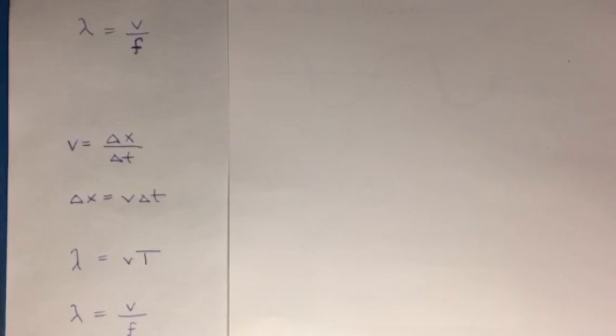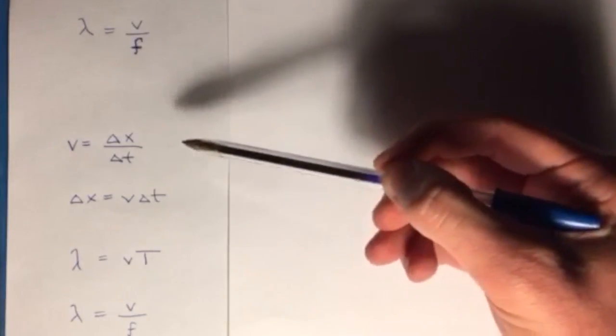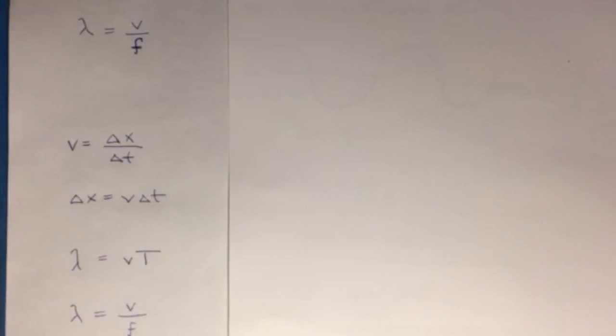Okay, so this video is on the basics of waves. The basic wave equation we have right here is wavelength equals velocity over frequency. And really this isn't even a new equation, and it makes a lot of sense because as we look down here, we already have the basic velocity equation, which is velocity equals the change in x, the change in position, over the change in time.